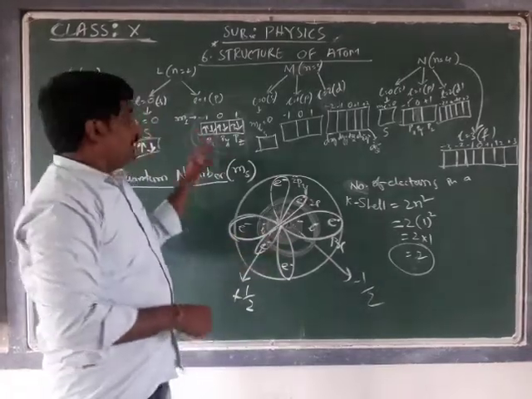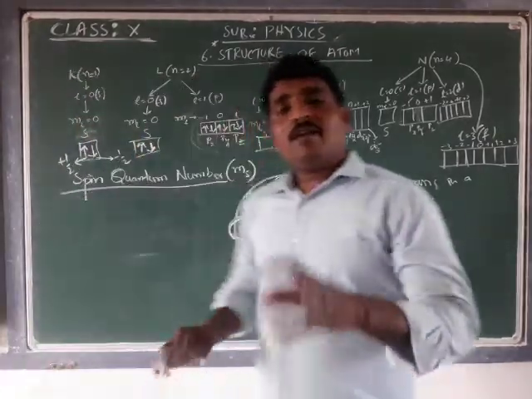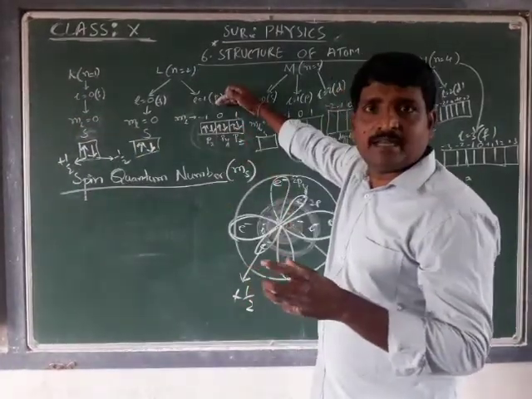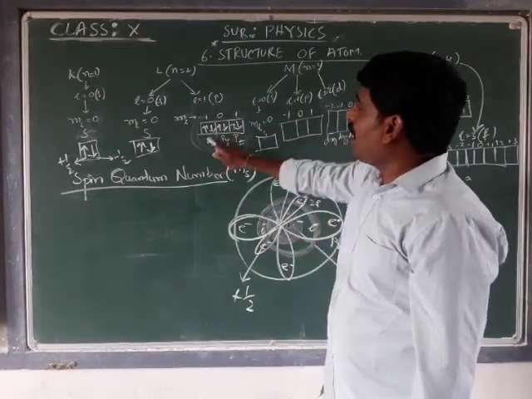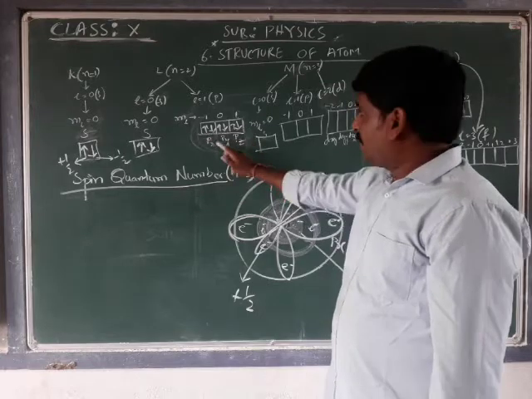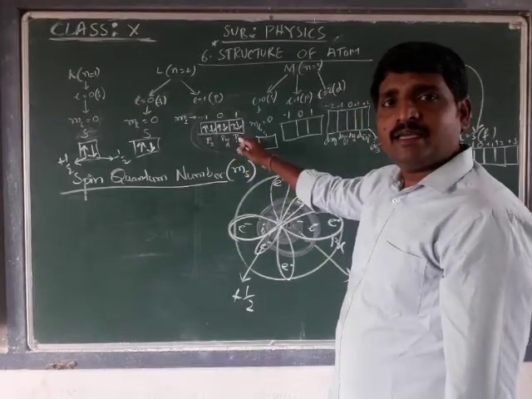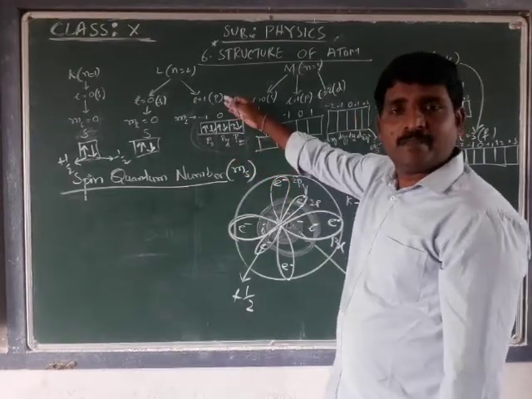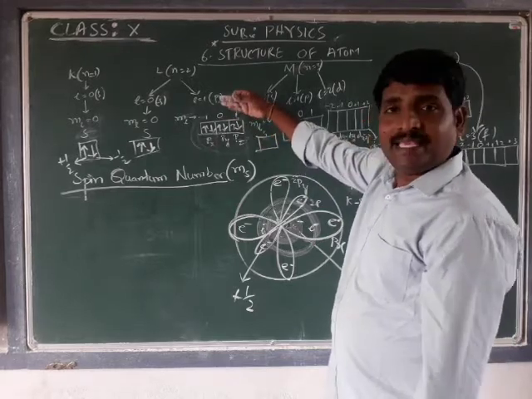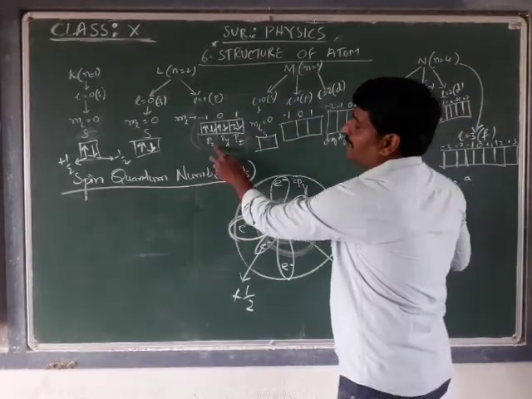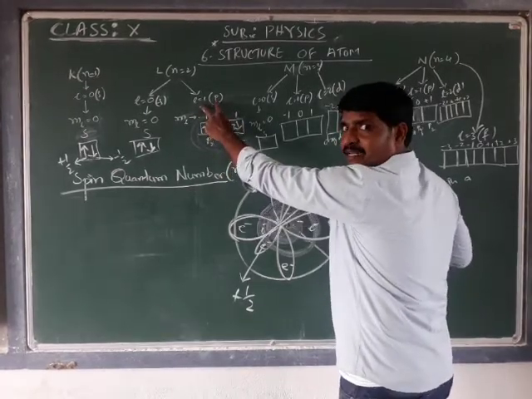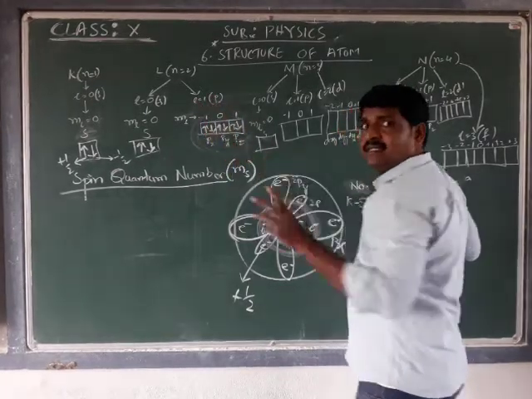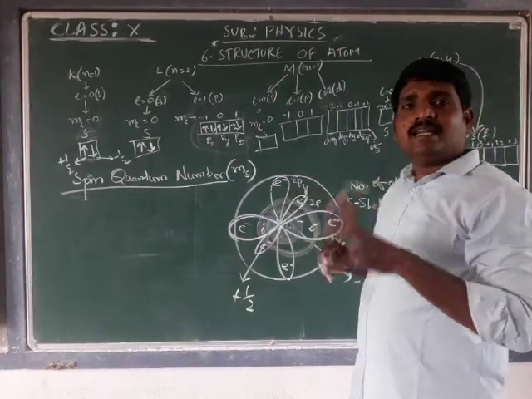That means the total number of electrons possessed by a p subshell is 6. The total number of electrons possessed by a p orbital is 6, because every px contains 2, py contains 2, pz contains 2. That is, the p subshell can possess 6 electrons.